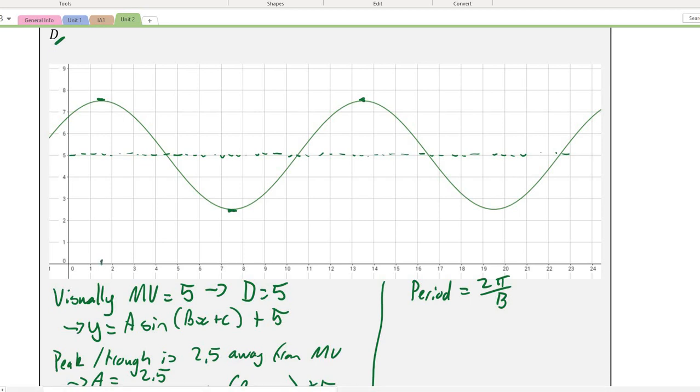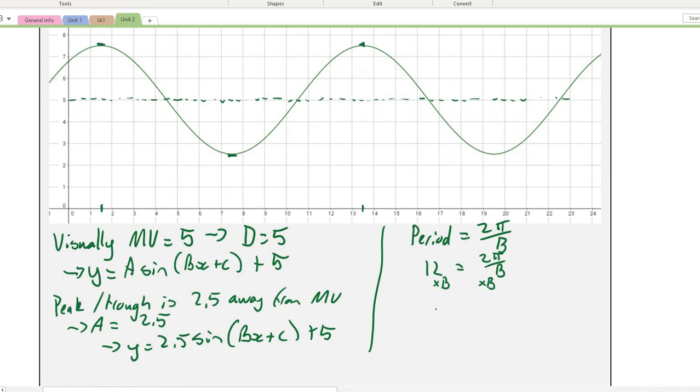Can you see it here at like 1.5? By the time we get back to a peak, 13.5. What's the distance between 13.5 and 1.5? 12. So my period is 12 equals 2 pi over B. Rearrange that, times B on both sides. We get 12B equals 2 pi. Divide by 12 on both sides. B equals 2 pi on 12, and I'll just simplify that to pi on 6.